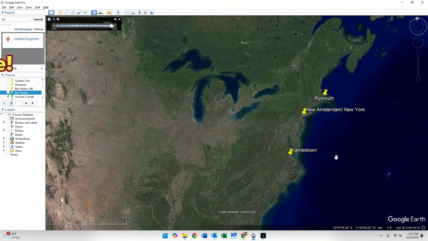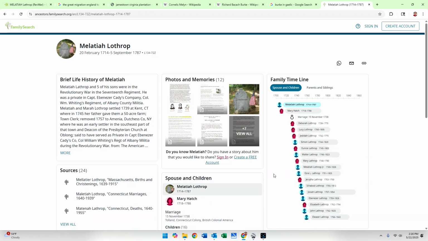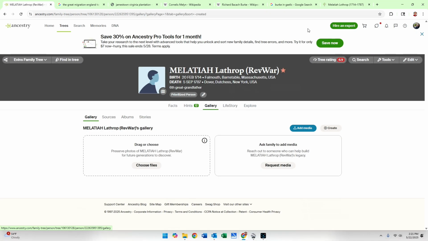So what's the next thing that you think of that happened in the United States? Well, all three of those colonies, or that group, would declare war against England. Okay, so the next member of the family that I want to introduce you to is Melatiah Lathrop. One of our family members before us made application to be included in the organization the Sons of the American Revolution, and they made that claim based on Melatiah.